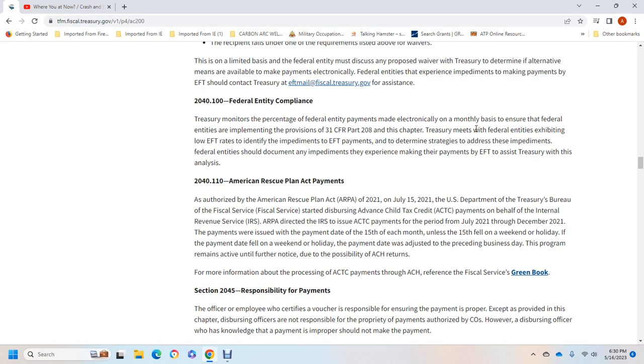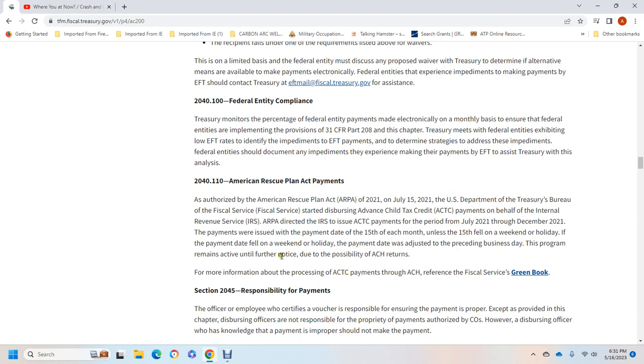Payments were issued on the 15th of each month. If the 15th fell on a weekend or holiday, the payment date was adjusted to the preceding business day. This program remains effective until further notice. Due to the possibility of ACH returns, for more information on processing the advanced child tax credit payments through ACH, the Automated Clearing House, refer to the official Green Book.